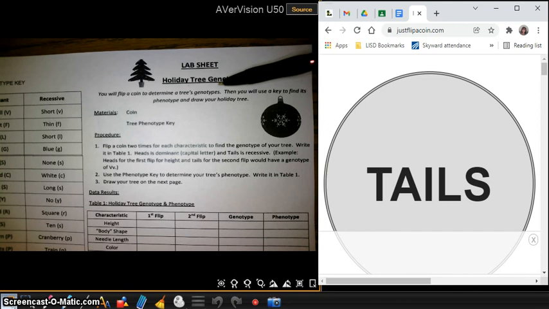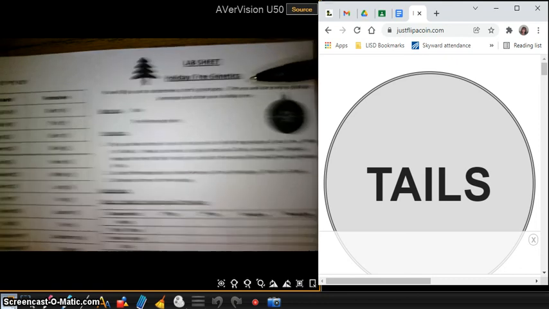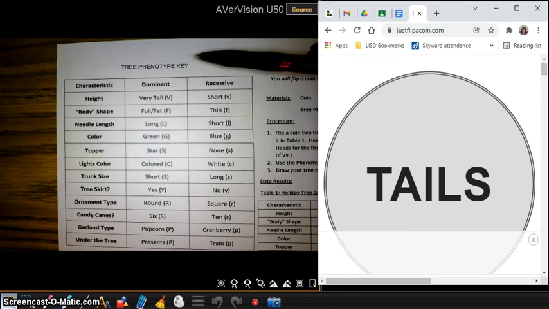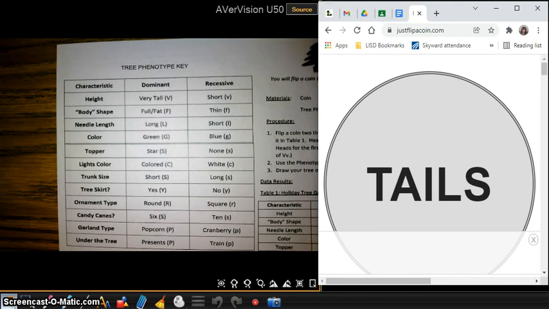So it says you're going to flip a coin to determine the tree's genotype, which we said is the actual genes, and they're represented by capital letters and lowercase letters. Capital represents a dominant, and lowercase represents recessive. You're also going to use the phenotype key, meaning what does it look like? Phenotype is what does it actually look like? Genotype is what are the actual letters of the genes?